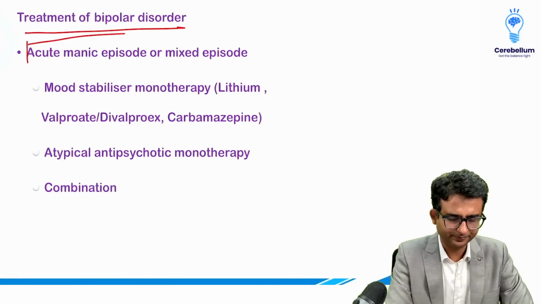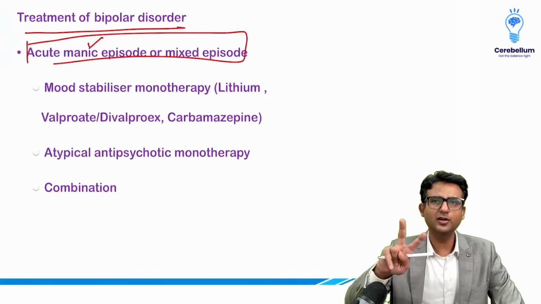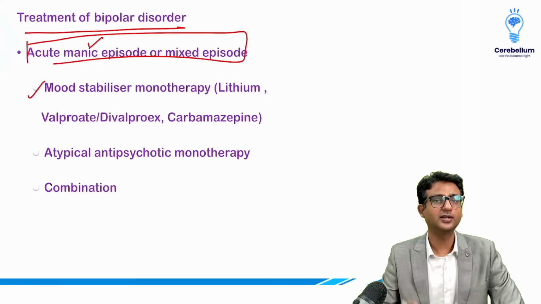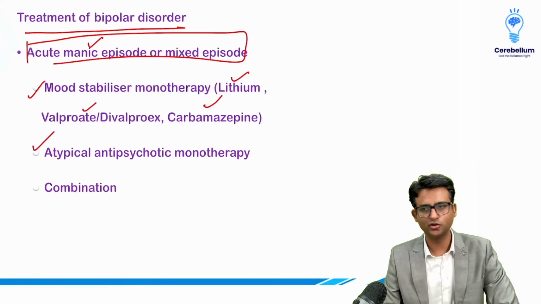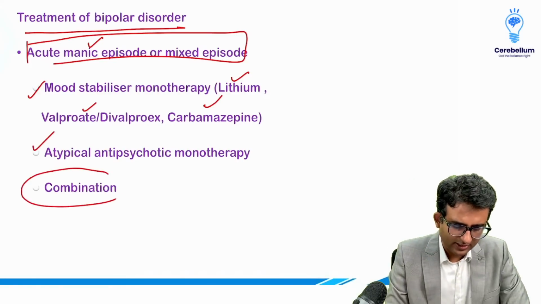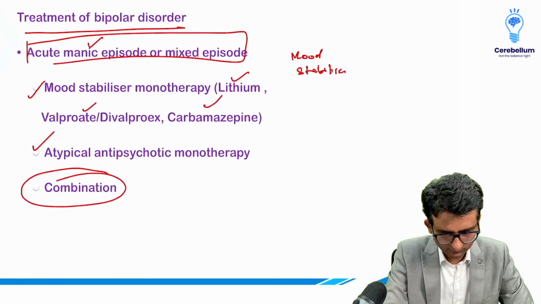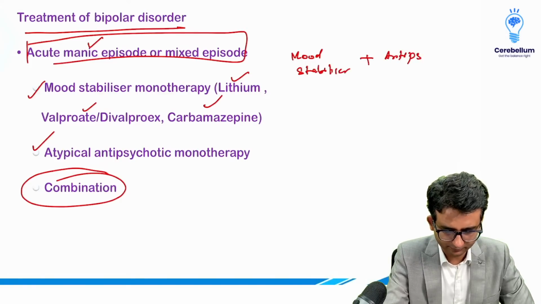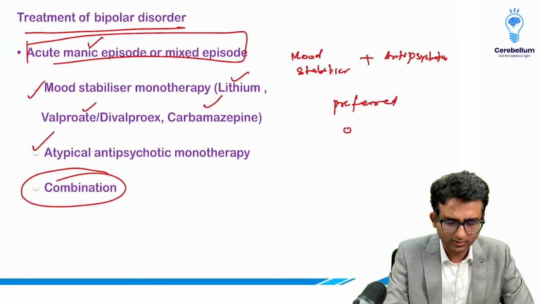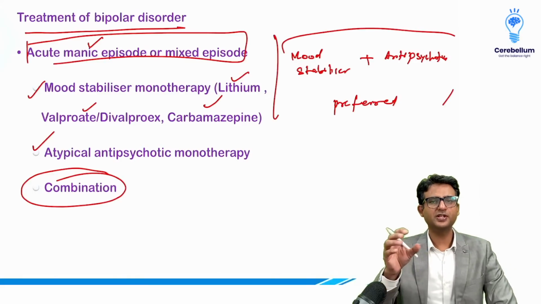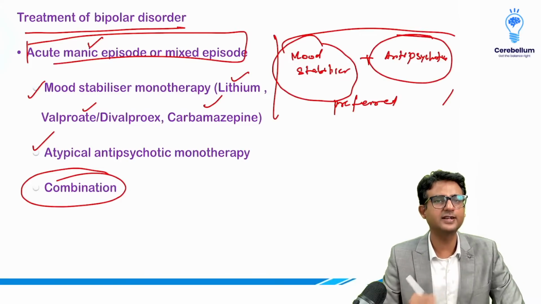Treatment of bipolar disorder. If a patient comes to you in acute episode, acute manic episode, you use primarily 2 type of drugs. You use mood stabilizers. The 3 main mood stabilizers are lithium, valproate, and carbamazepine, and you use antipsychotics, usually atypical. If a combination is in the option, mood stabilizer plus antipsychotics, preferred answer. If they give you history of a patient with mania and they ask you the treatment, better answer is you give a combination of mood stabilizer and antipsychotics.